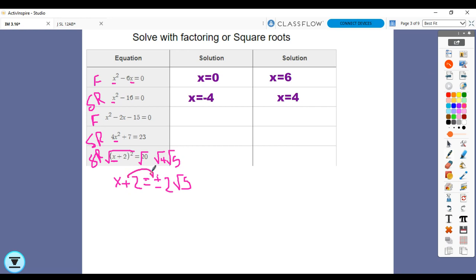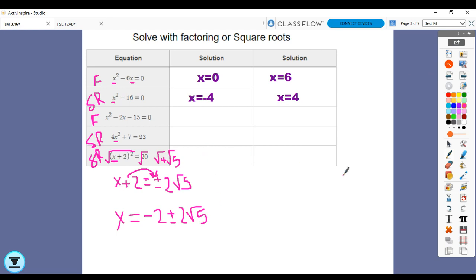Then I got to move the 2 over. So if this is on paper, I would be okay with -2, and I'm just going to push over the plus or minus 2 square roots of 5. In Desmos, though, you need to separate it.